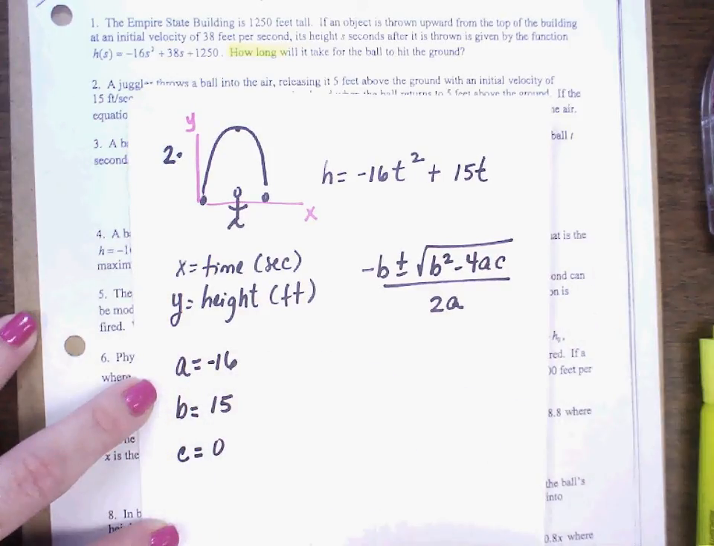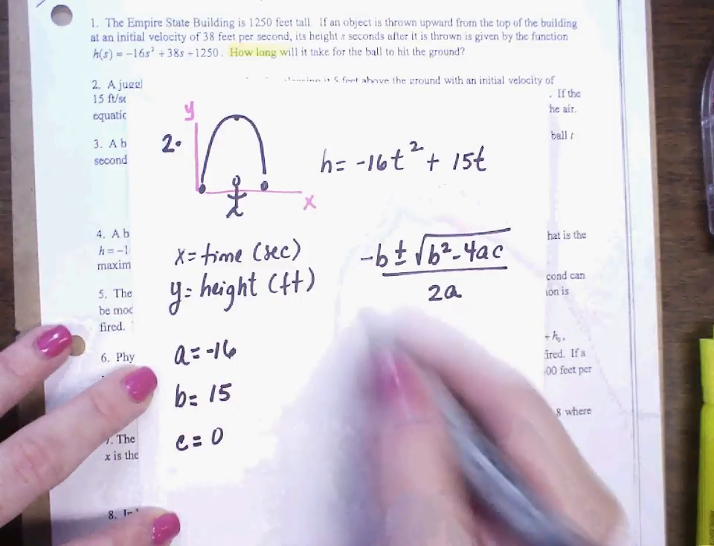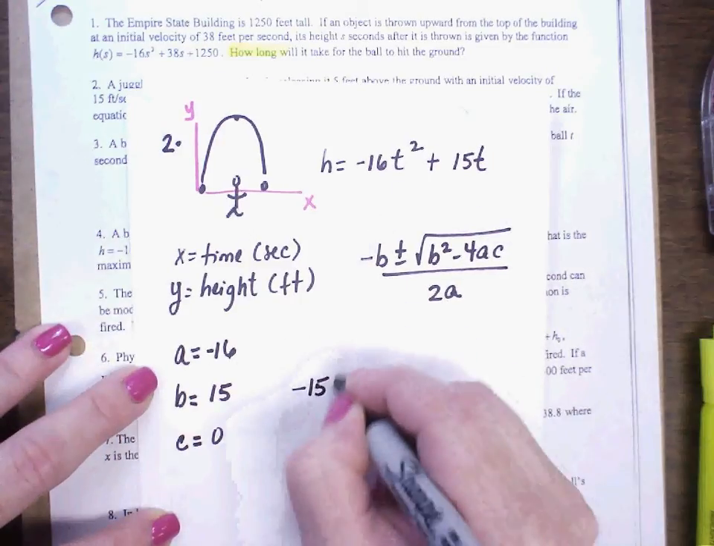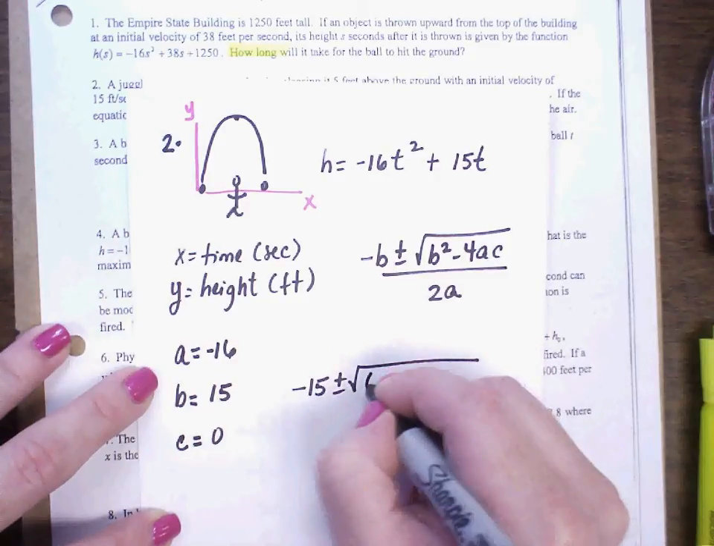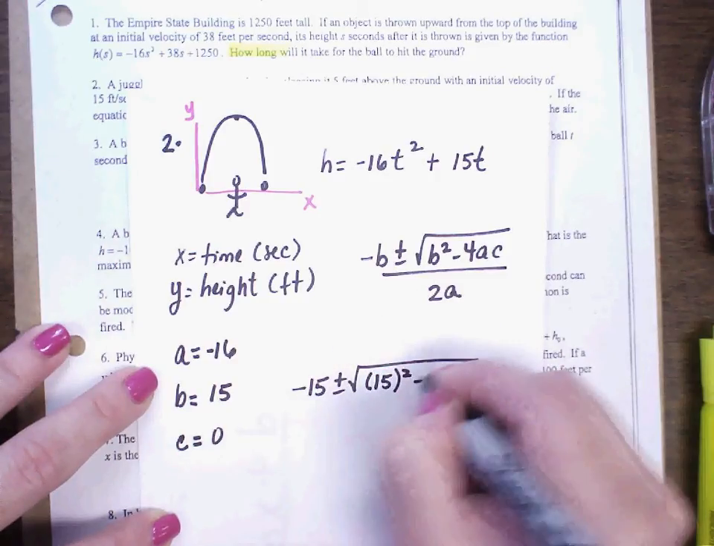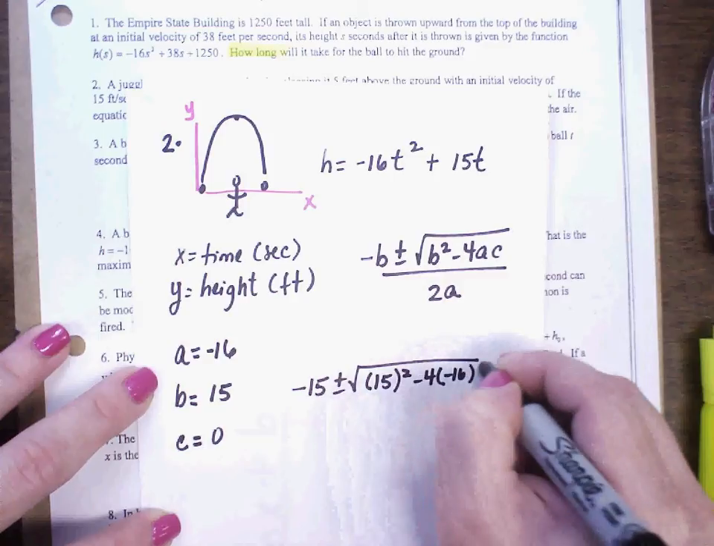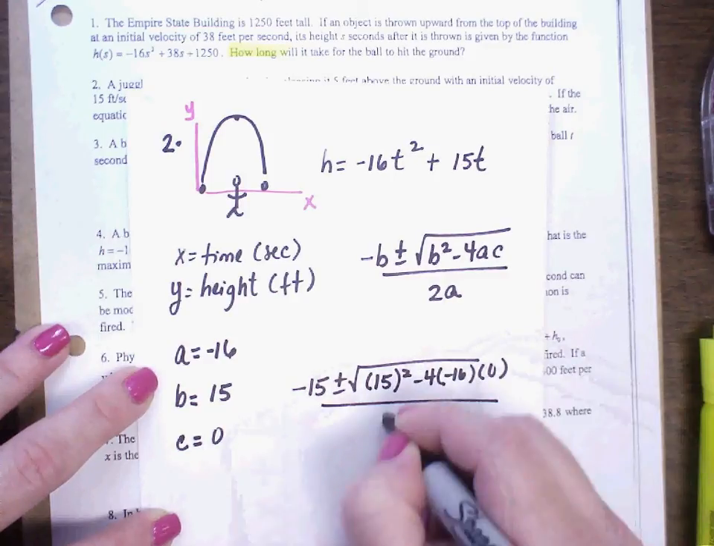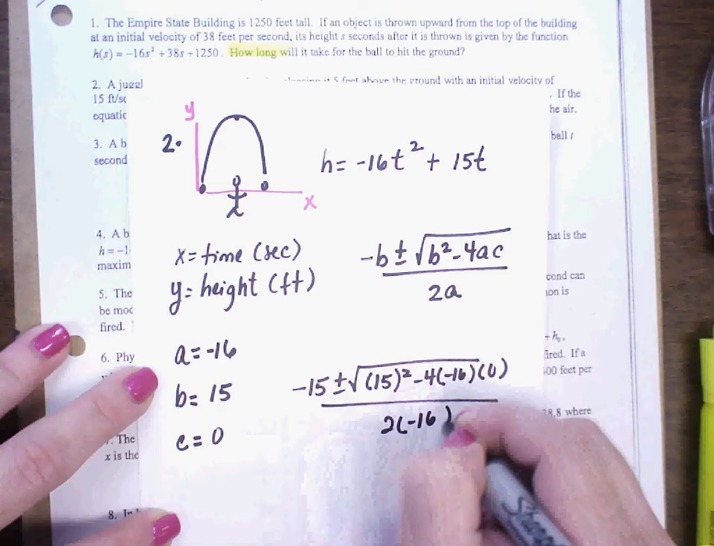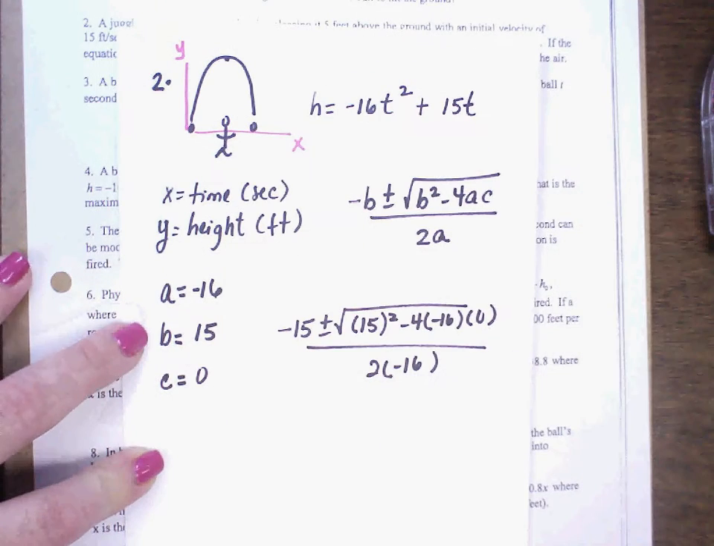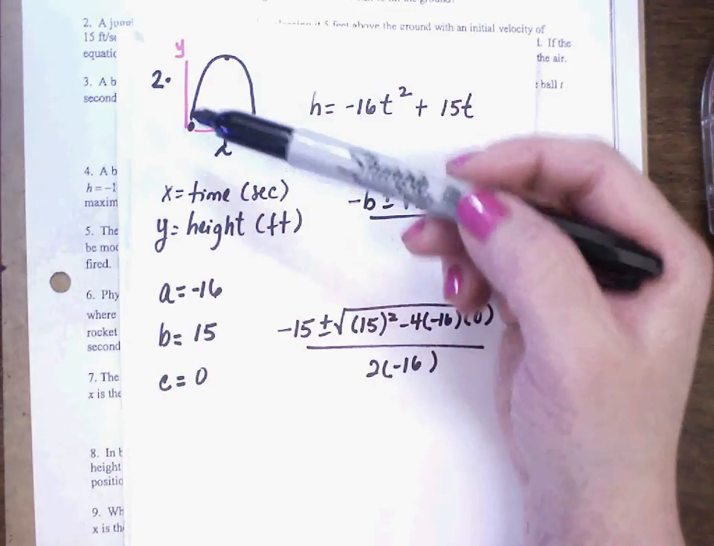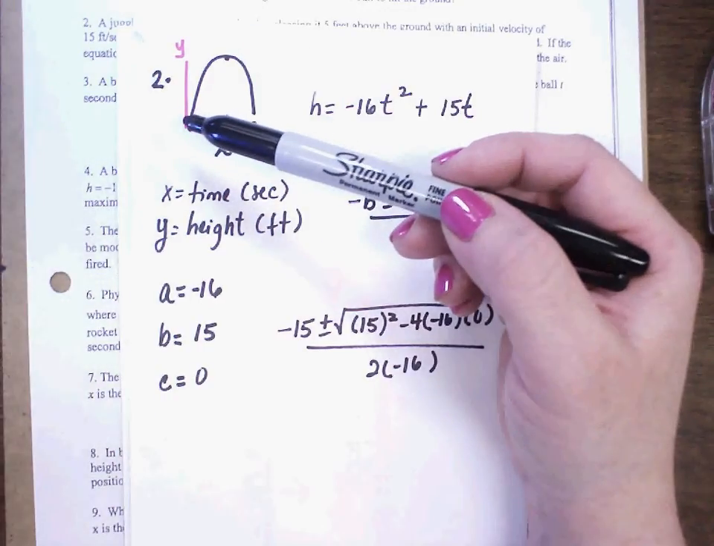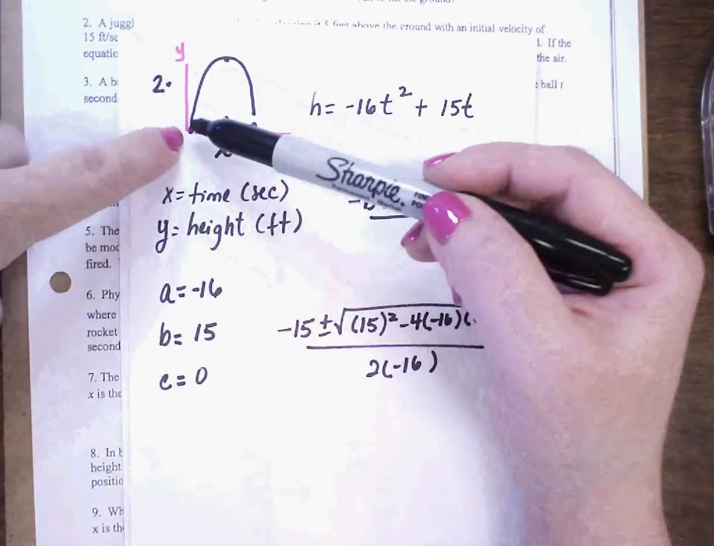Alright, so let's plug in. Minus 15, or substitute, I should say substitute. 15 squared minus 4 times negative 16 times 0, divided by 2. Now one of them is going to be negative, right? That's your y-intercept. One of them is going to be actually negative, not 0, right? But we're going to start at that point. Alright, so what are my zeros?